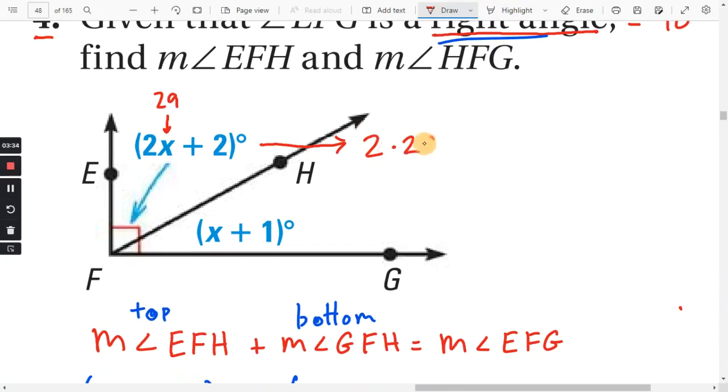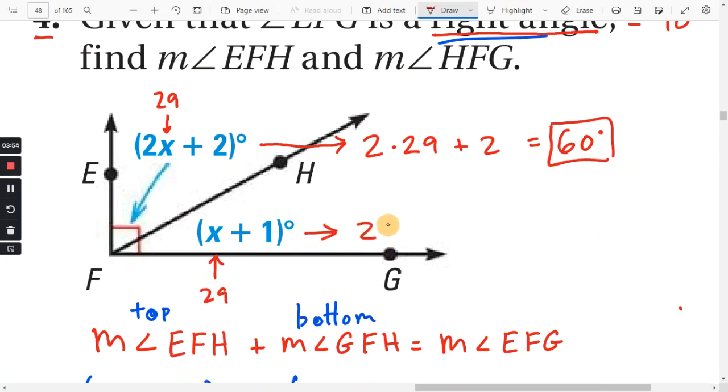Okay, 2 times 29 plus 2. And 2 times 29 is 58 plus 2. That's going to be 60. And of course, that's in degrees. And the bottom one, the 29 goes in there for x. That's just 29 plus 1. And that's going to be 30.